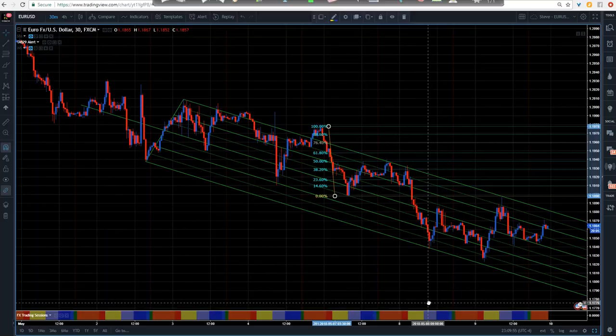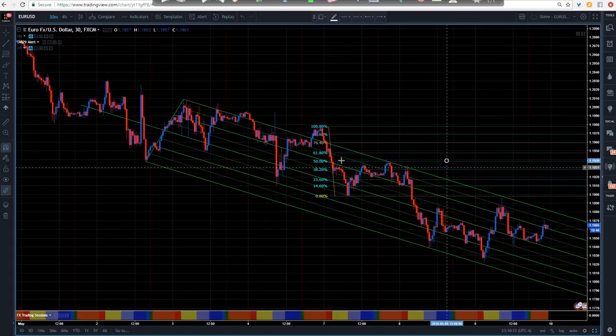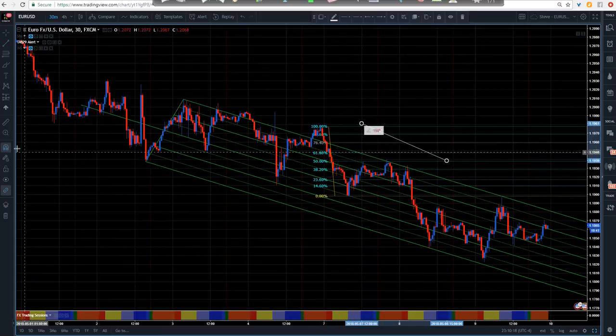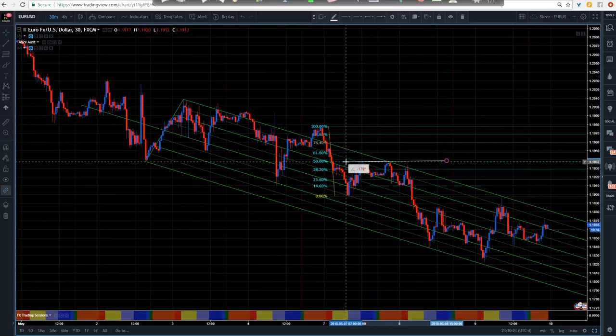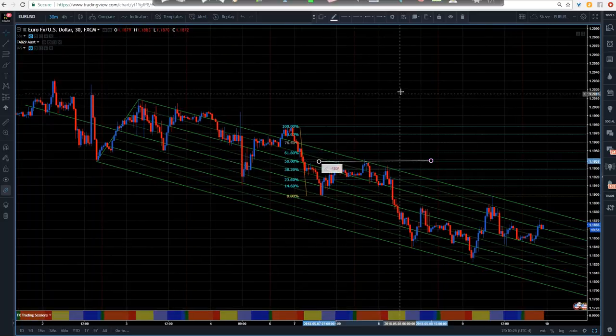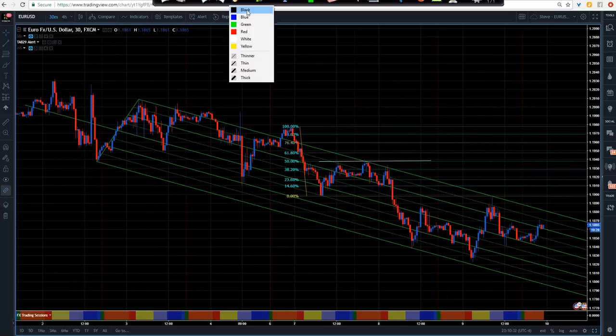So what you see is right here, 50%. What I'm going to do is get a trend line tool and draw right on top of that 50% line the best I can. Oh yeah, hold on, I've got my magnet still on. All right, so there's my hit at 50%.